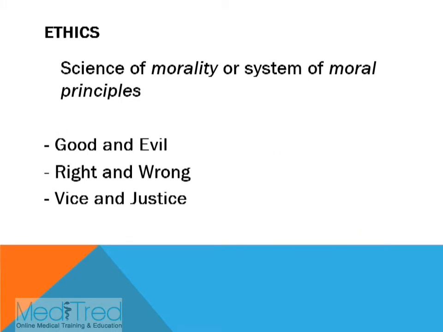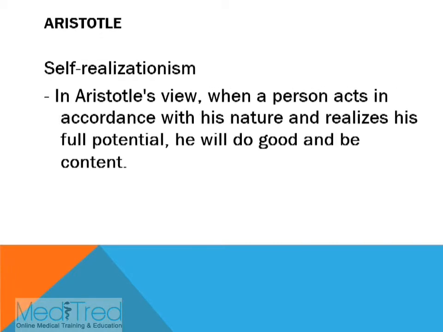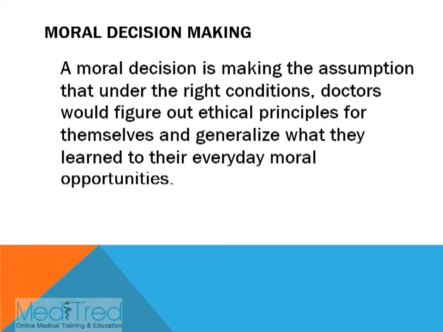So ethics is a science of morality or system of moral principles, and it's broadly defined as good versus evil, or right versus wrong, vice versus justice, different ways of looking at it. Socrates looked at ethics as self-knowledge. A truly wise man will know what is right, do what is good, and therefore be happy. Whereas in Aristotle's view, it's self-realizationism. When a person acts in accordance with his nature and realizes his full potential, he will do good and be content with it. And so the Greek era ethics is more towards a way of living, and in their view, which is true even today, you do the right thing, you're happy, and so you make a good human being.